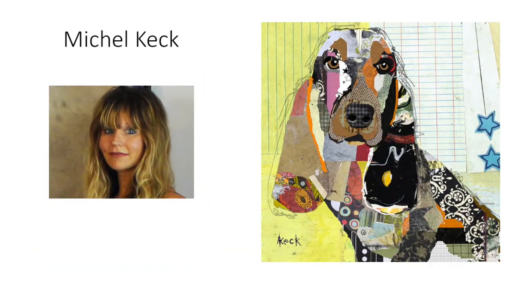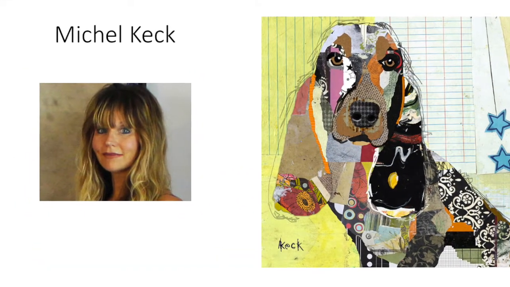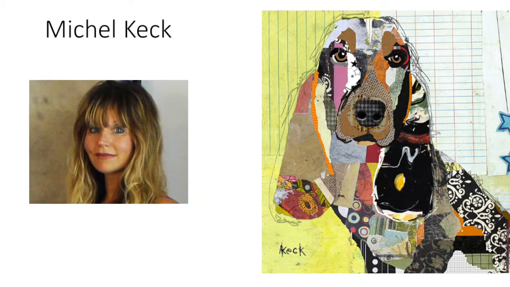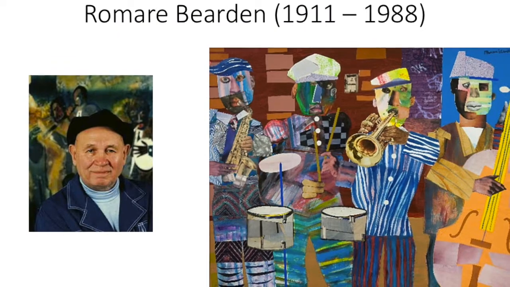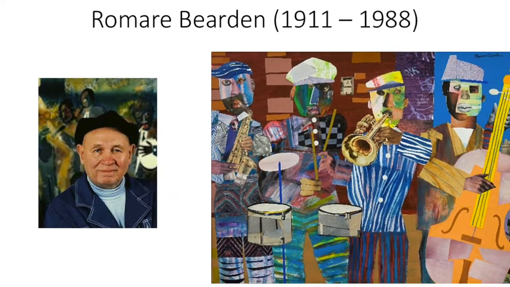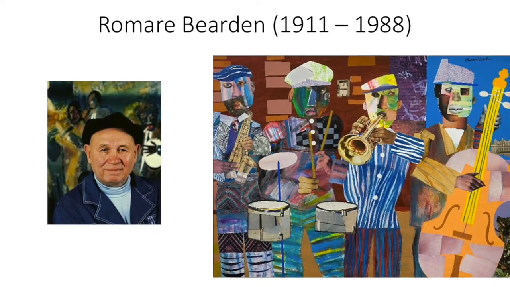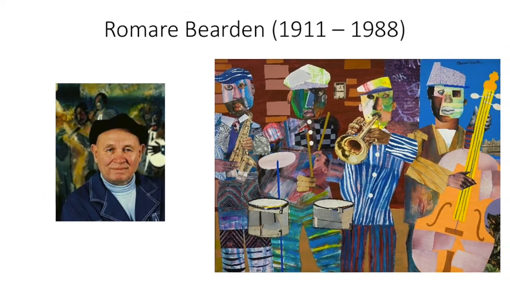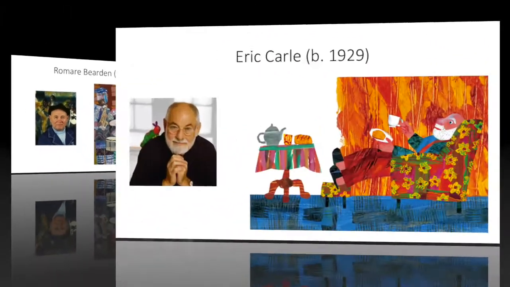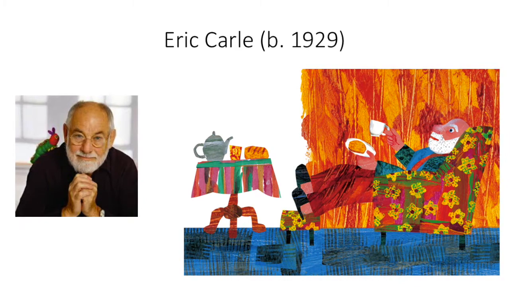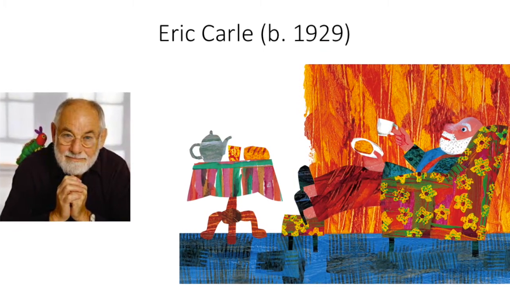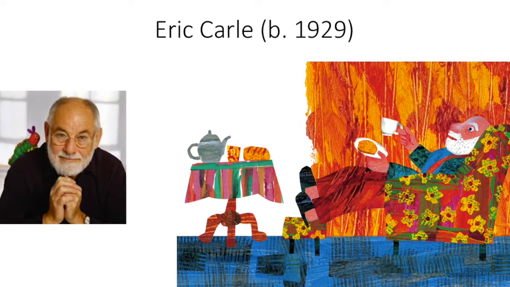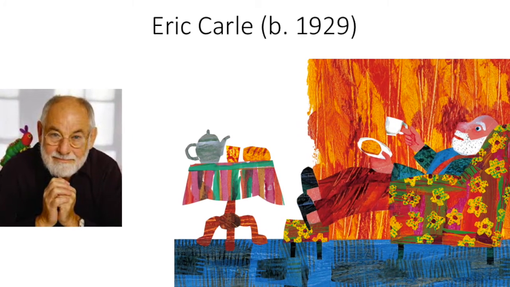This is by an artist named Michelle Keck. She used a variety of materials to create this collage of a dog. This is by an artist named Romare Bearden. What materials do you think he used to create this collage of musicians? You've probably seen this artist's work before. His name is Eric Carle. He's well known for his children's books. One is called The Very Hungry Caterpillar. Have you heard of it?